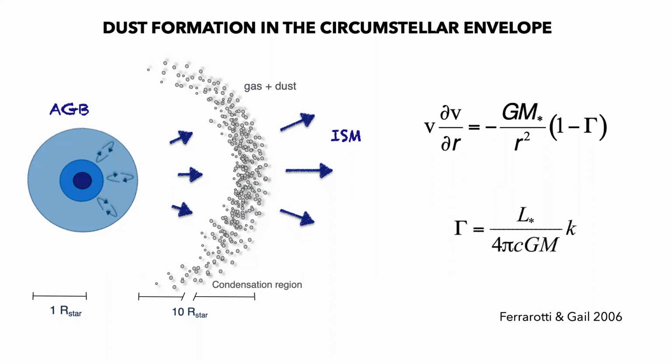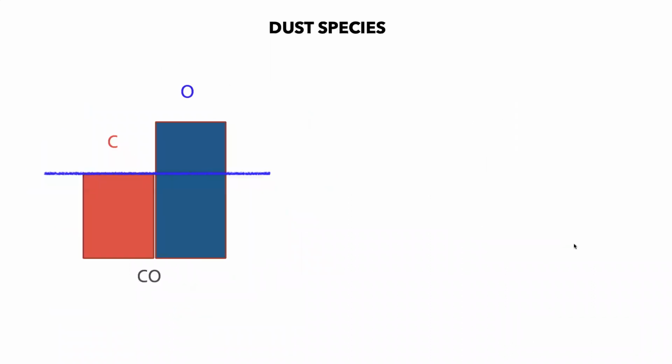But this key quantity is determined firstly by the amount of dust that we can form, but of course also by the type of dust that we form. So let's see. One would, in principle, think that, okay, we are talking of oxygen-rich stars.